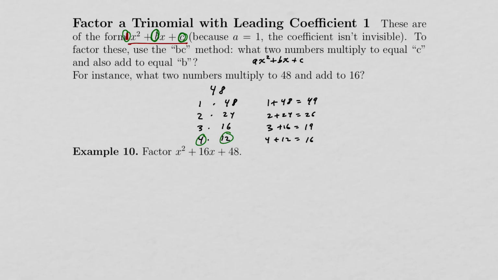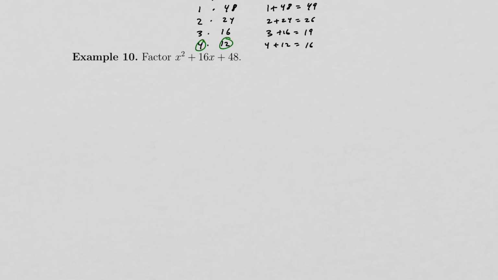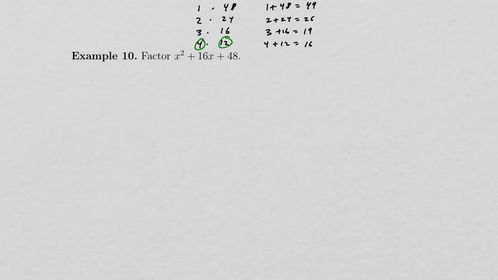Okay? So once you have those, and actually this next example illustrates this with those particular numbers. So if I want to factor this, I'm going to end up with, if it's factorable, I'm going to end up with two factors.